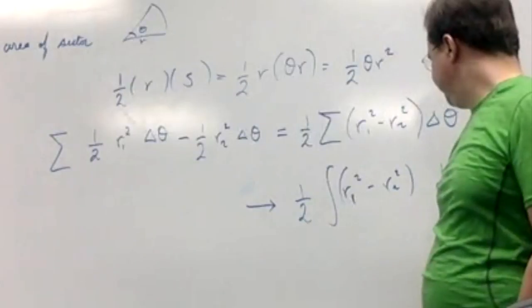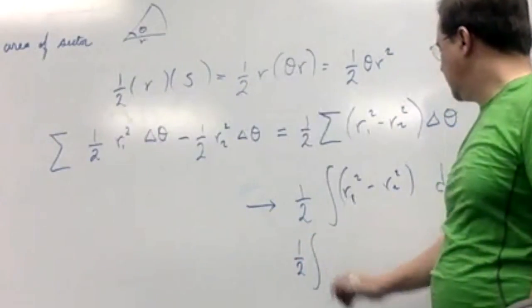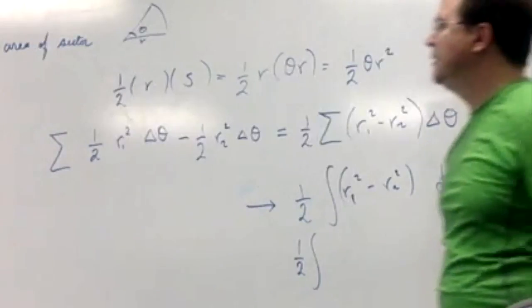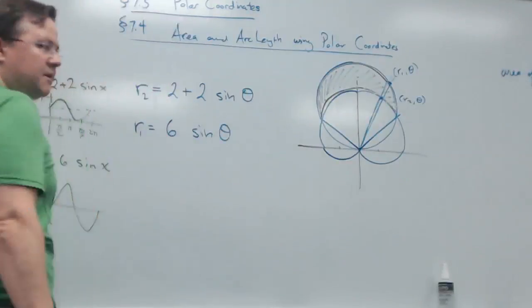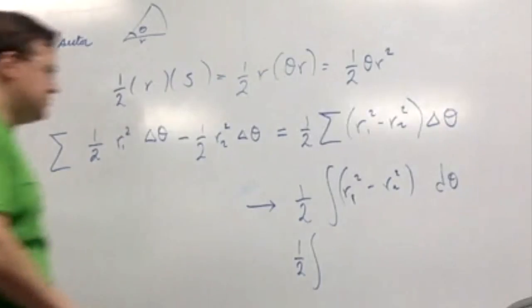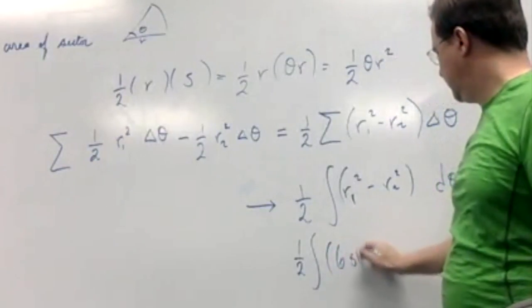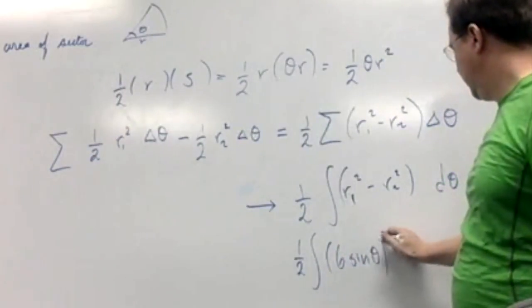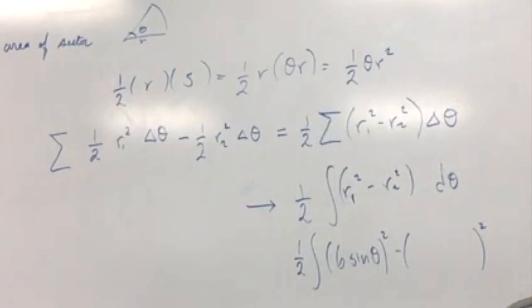So r1 is 6 sine theta, coming from here. r2 is coming from here, right?